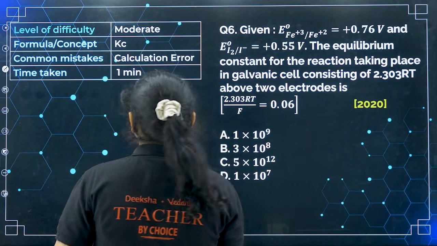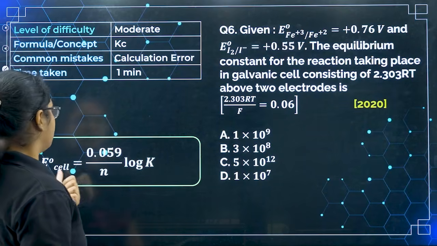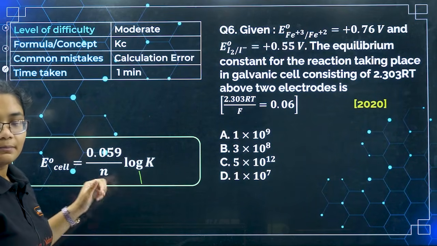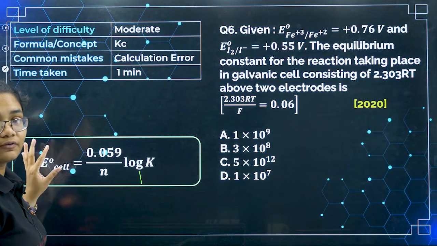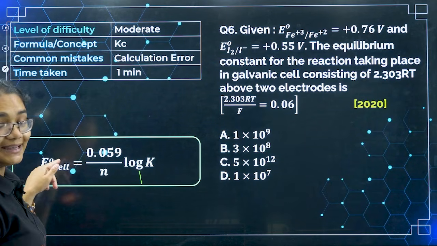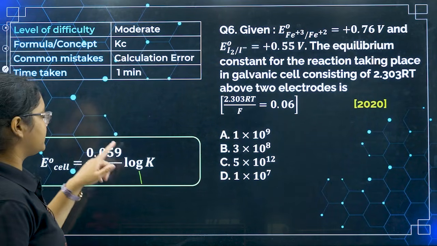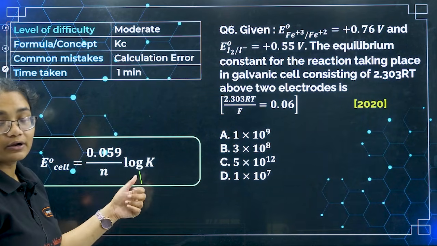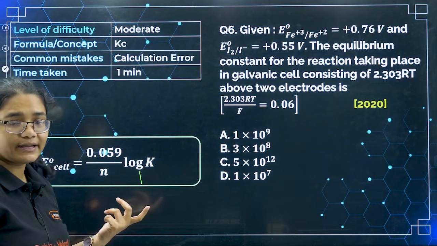So first we know the formula for the equilibrium constant: E naught of the cell is equal to this much. But here I am not given the E naught of the cell. So this question is slightly on the moderate side because you have to calculate the E naught value also. After calculating that, you need to calculate the log K value. How will you calculate the E naught value?